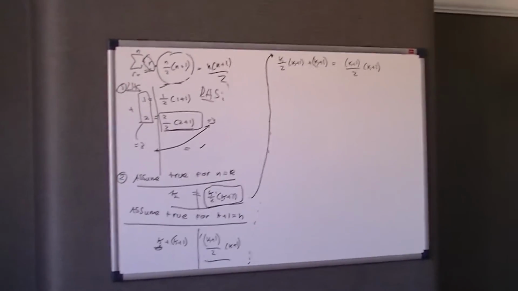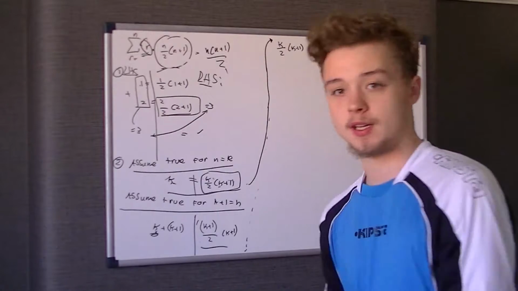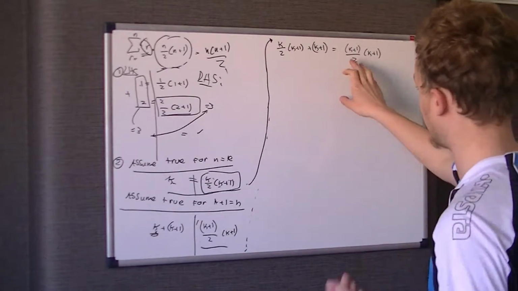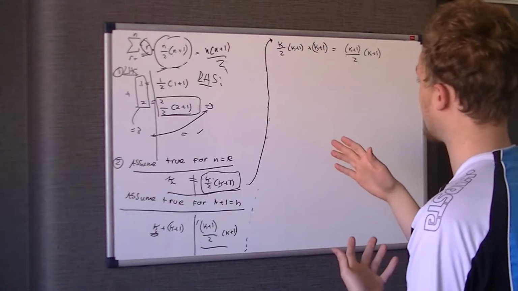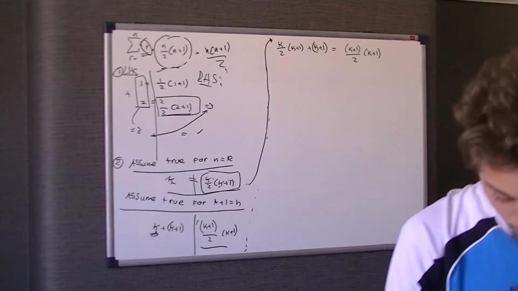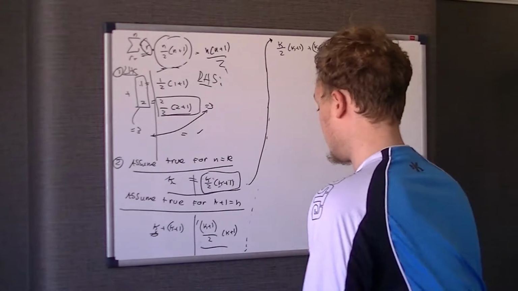Right. Okay, so the next step would be to make this left hand side look like the right hand side, because remember this is k plus 1 over 2 times k plus 1. Have I done that right? So let me just double check. So it should be k plus 2 on the side, I do apologise.